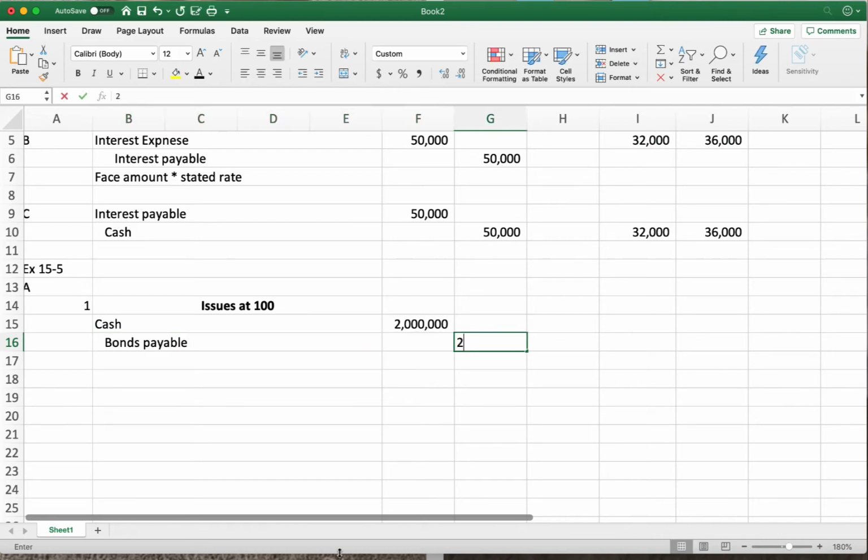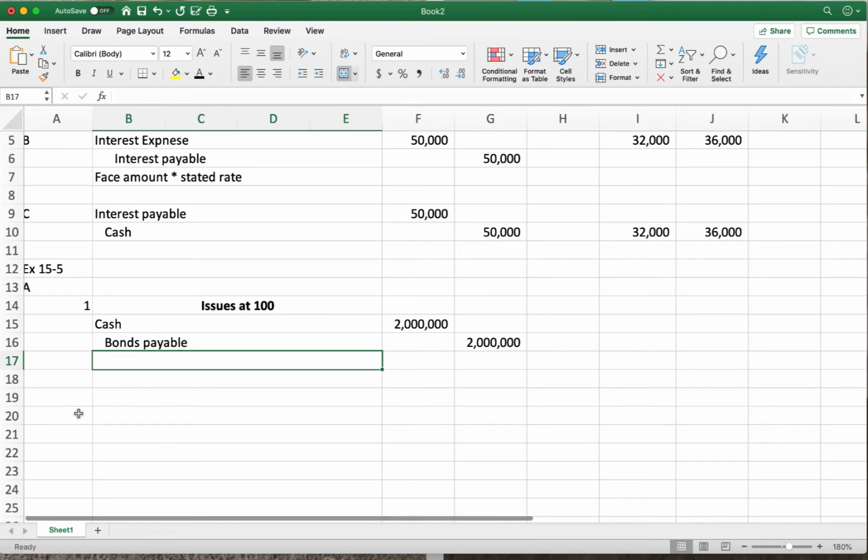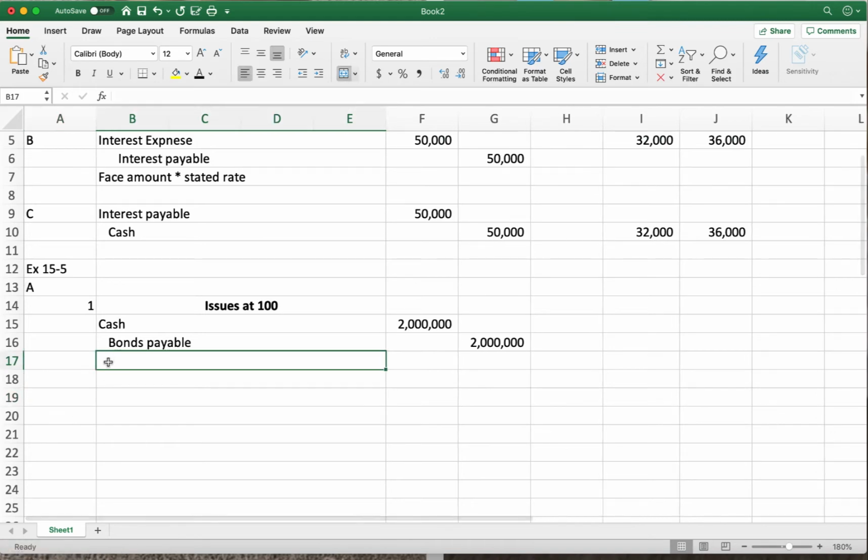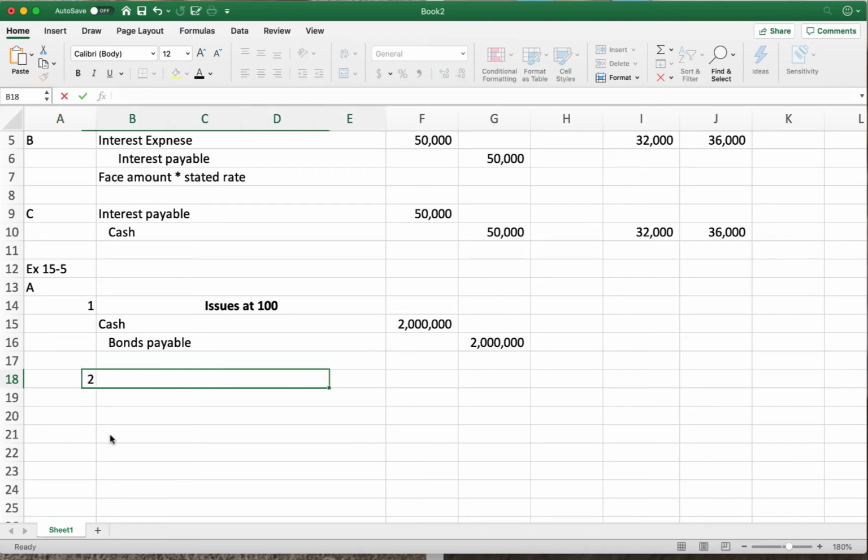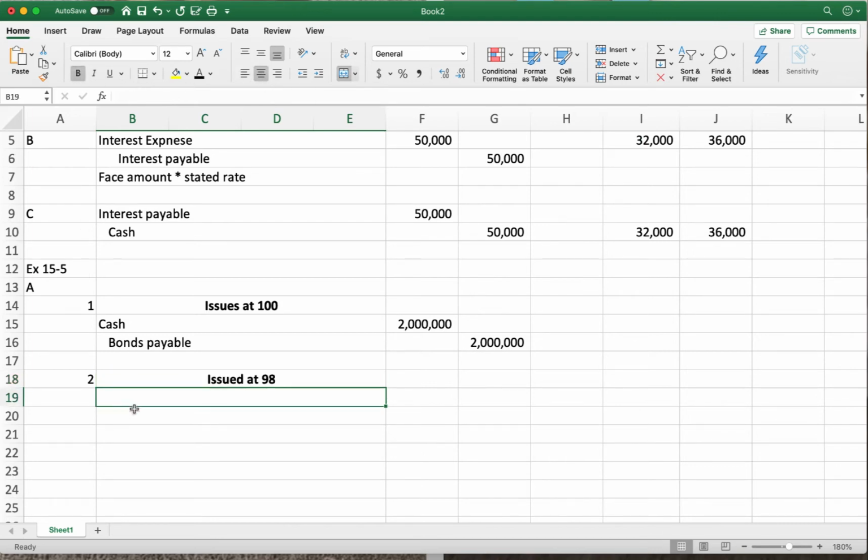for $2 million. Okay. Now, number two, and remember, please skip a space between your journal entries when you're doing your homework. It just makes it easier for me to grade. Okay. Number two says it is issued at 98, right? What's that mean? Well, that means it's issued at 98% of its value, okay? So what we need to do is figure out, first, what is the journal entry, okay?